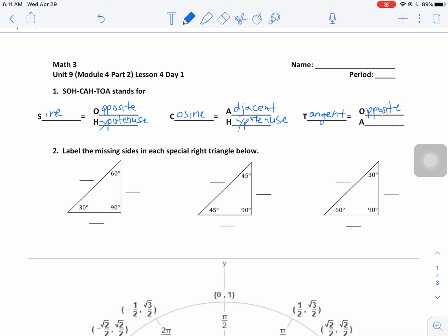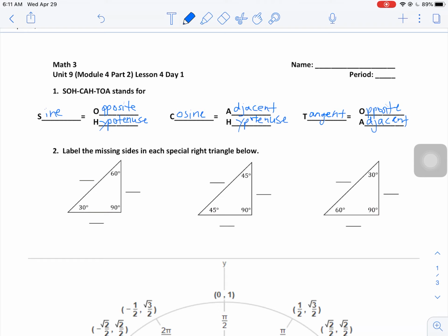So basically these three trig ratios are defined as the ratio of two of the sides of a right triangle. So sine is opposite over hypotenuse, cosine is adjacent over hypotenuse, tangent is opposite over adjacent. Looking at number 2, there are these things called special right triangles. There's a 30-60-90 special right triangle and a 45-45-90 special right triangle.